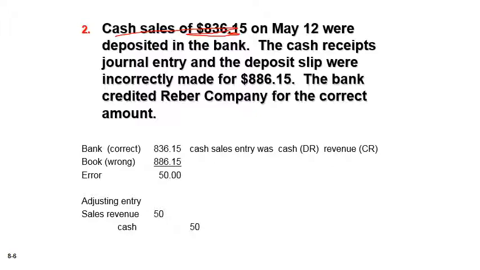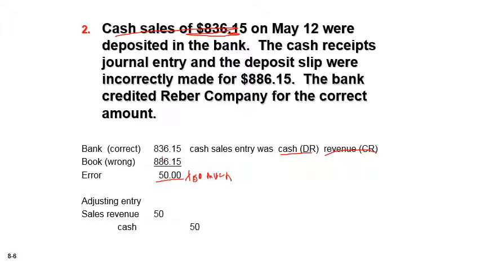The cash receipts journal entry and the deposit slip were incorrectly made. So the bank correctly recorded $836.15. So these were sales. So the entry was recorded on the books as a debit to cash and a credit to sales revenue. However, they're saying the cash receipts journal entry and the deposit slip were written out for $886.15, which means that the book entry was for $50 too much.